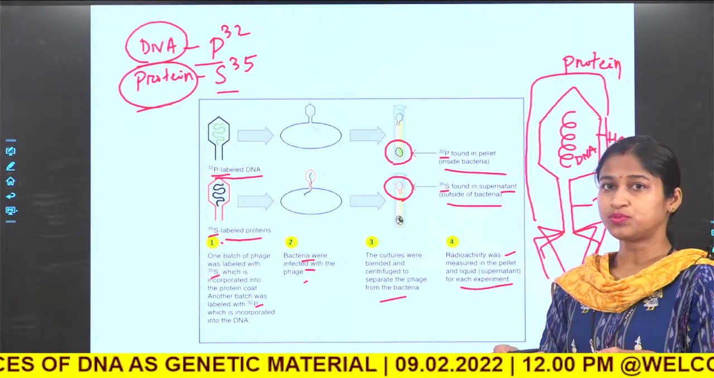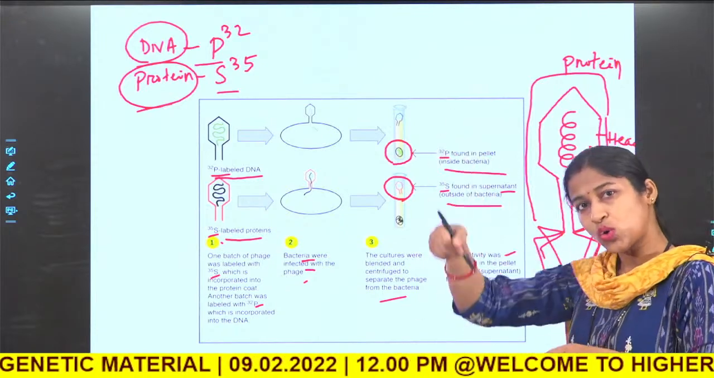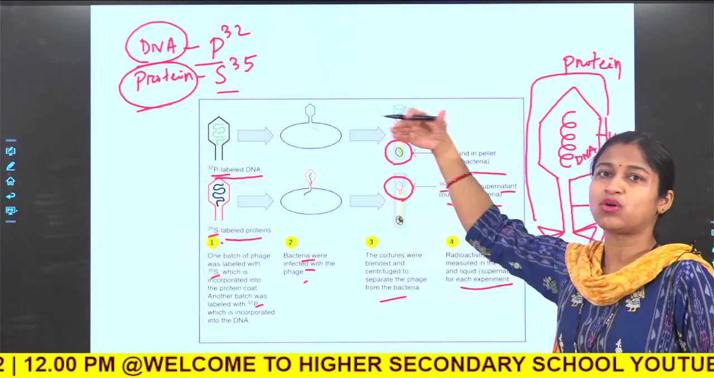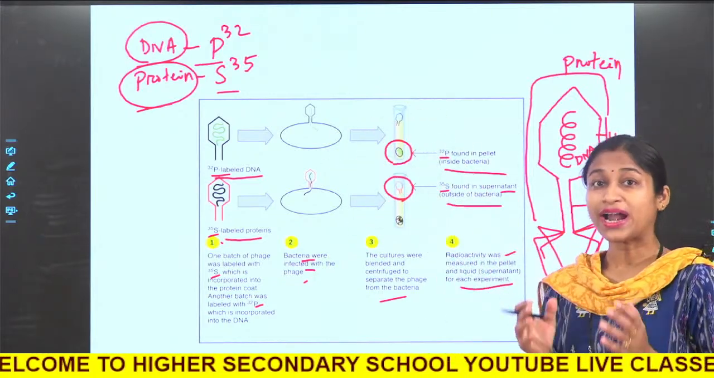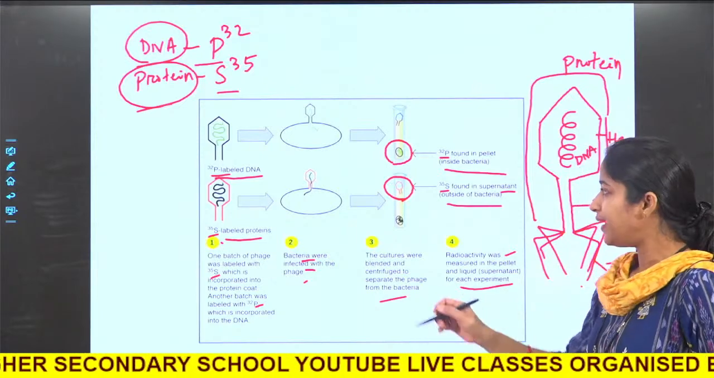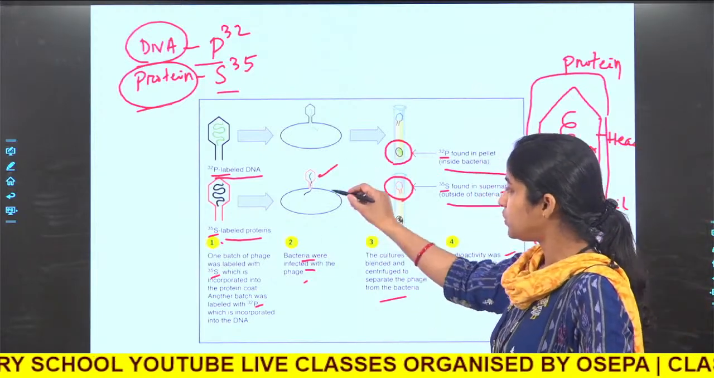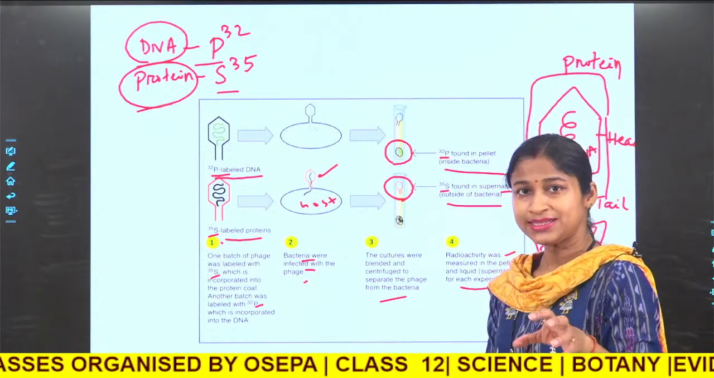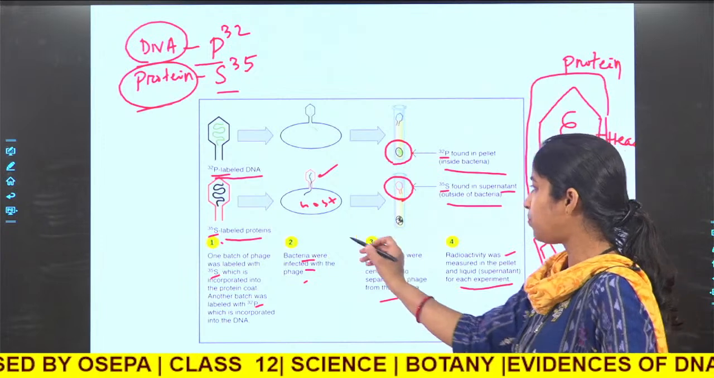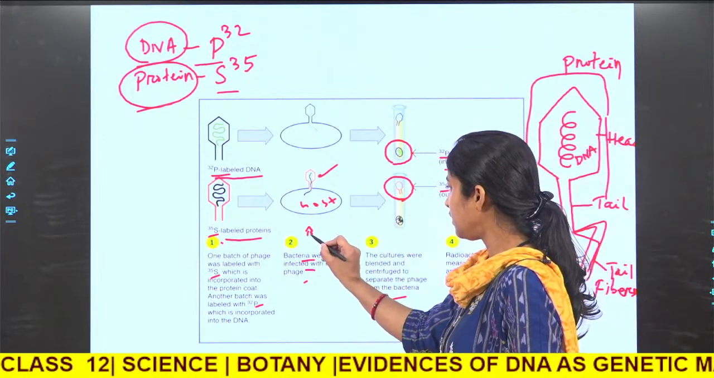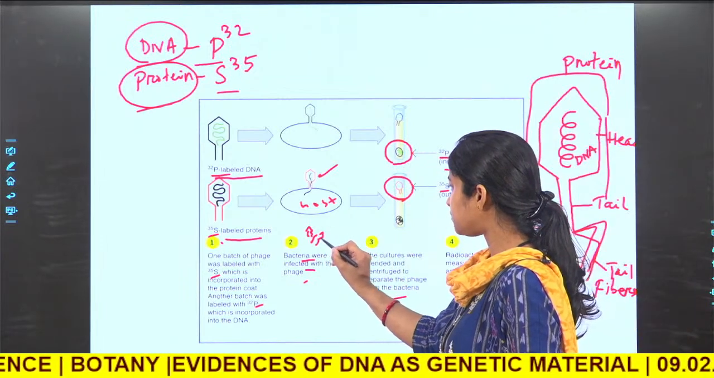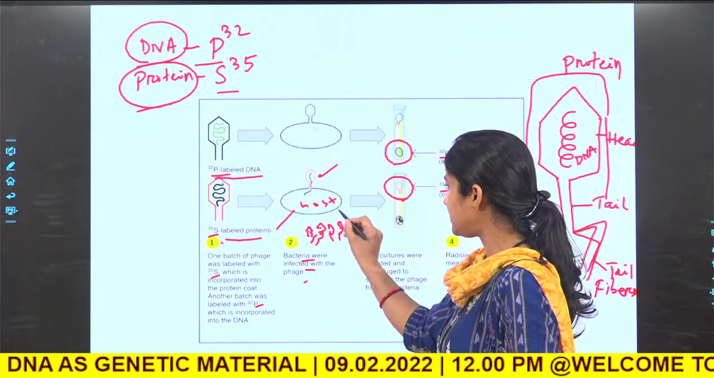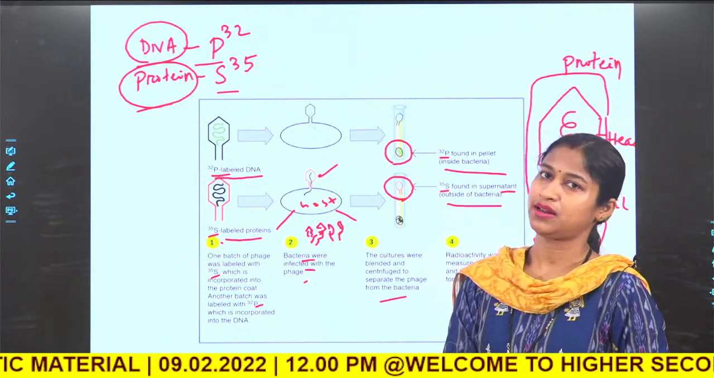So, this proves that P32 goes into the host cell whereas S35 remains outside of the host cell. So, that proves what goes in. It is the DNA strand which goes into the host cell, and this DNA strand is capable of producing many phages after lysis of the cell.